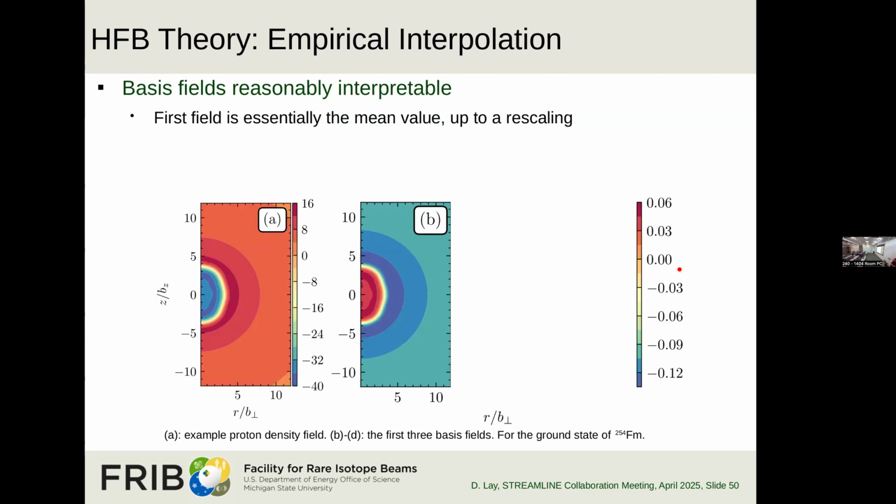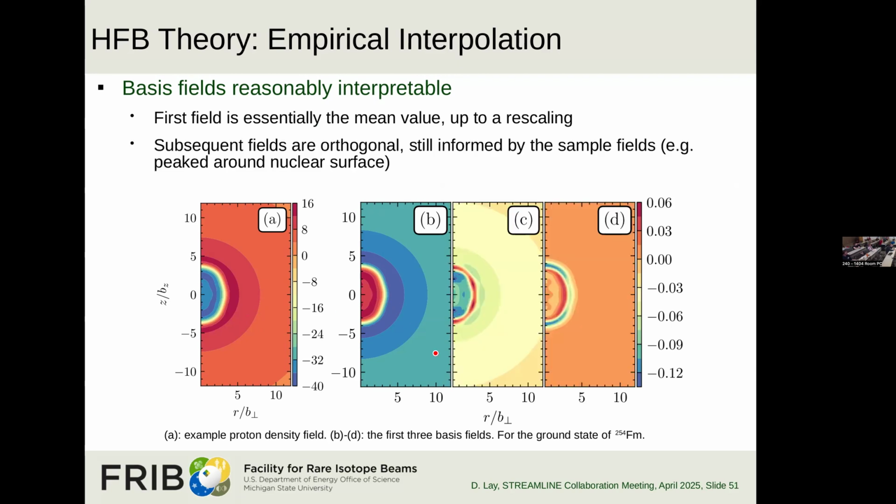You can take a look at these basis fields and you'll find that they're not shocking. They're maybe not the most clear if you don't work with these objects day in and day out. But for instance, in panel A here, I show just a sample field. That's fine. And when you look at the most important basis expansion field, you see that it's essentially the same thing. It's just up to a rescaling.